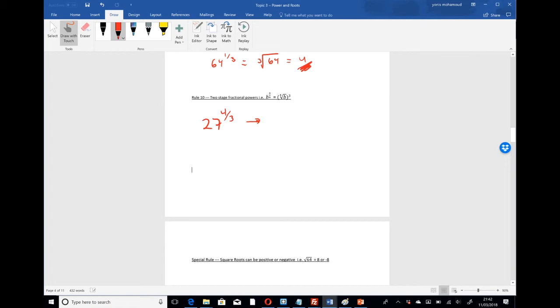So suppose that we had 27 to the power of 4/3. So the first thing we're going to do is take the cube root of that number, 27, and then we're going to perform the power of the numerator, in this case being 4. So we know that the cube root of 27 is equal to 3, and then we do 3 to the power of 4, and then we think, okay, 3 times 3 times 3 times 3 is equal to what? So 3 times 3 is 9, 3 times 3 is 9, 9 times 9 is 81. Okay, and that's how you do rule number 10, the two-stage fractional powers.